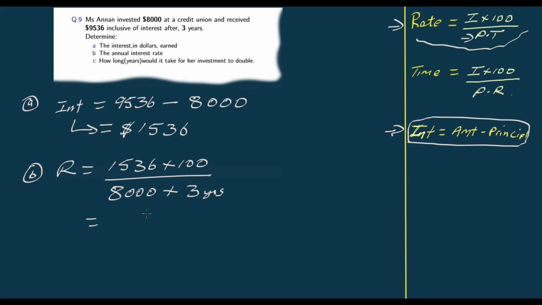When we worked out that, we got for the numerator 153,600 all over 24,000. And that gives us a rate of 6.4%.